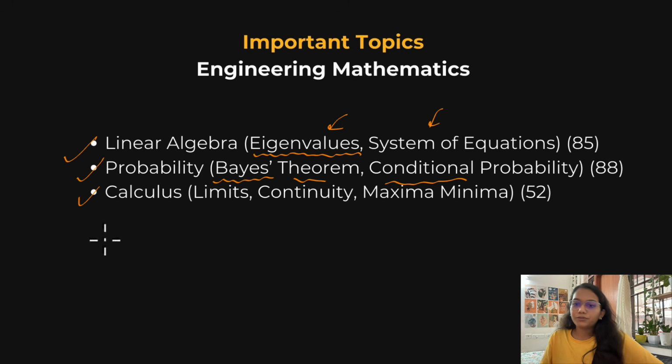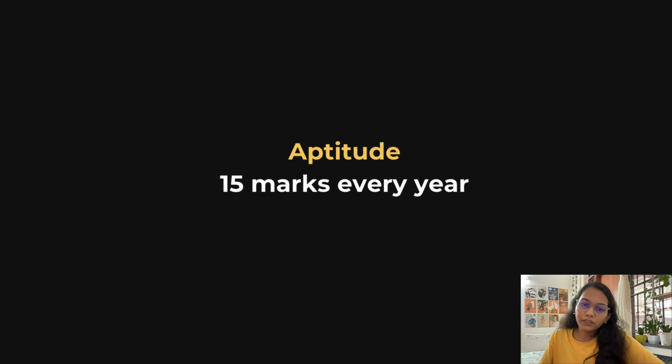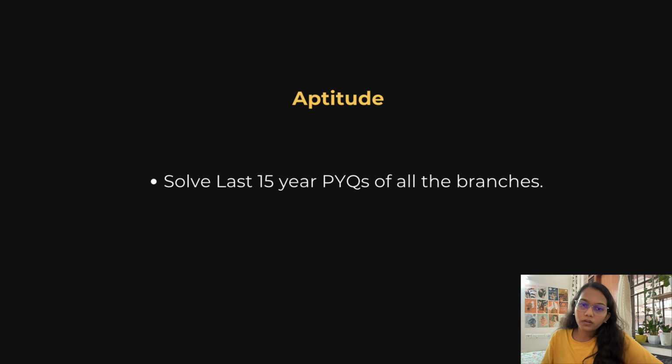Okay, so coming to aptitude. Each year 15 marks are there from aptitude, fixed. These 15 marks are fixed from aptitude. For aptitude I don't have any important topics to share, but do solve at least the last 15 years of PYQs across all the branches like CSE, ECE, civil, etc. So solve PYQs of all these branches. Only this is sufficient. If you solve all the PYQs of all the branches, then this is more than sufficient.